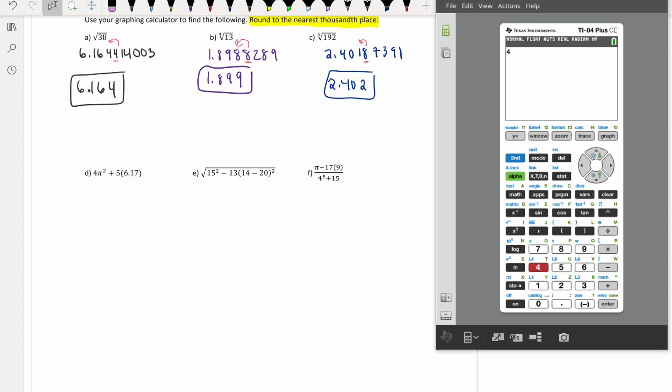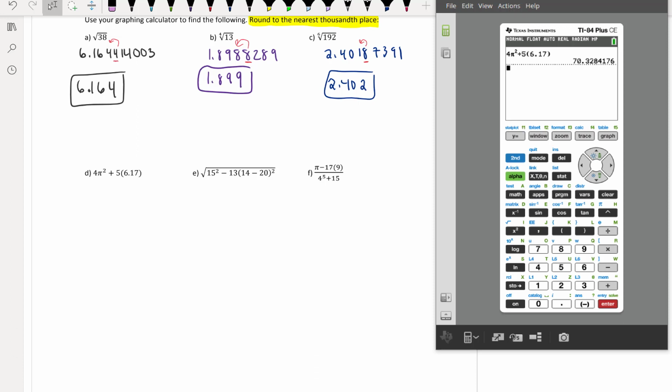So we have 4. The pi button is here, so I'm going to go to second pi, okay? And the square button is the one that says x squared. So that will square whatever you have. So now it's plus 5 parentheses, and I have a 6.17, and close your parentheses. So now I've entered it into my calculator. And the really cool thing about these calculators is that it does order of operations for you. So as long as you know how to enter it into your calculator, it should pretty much give you the right answer.